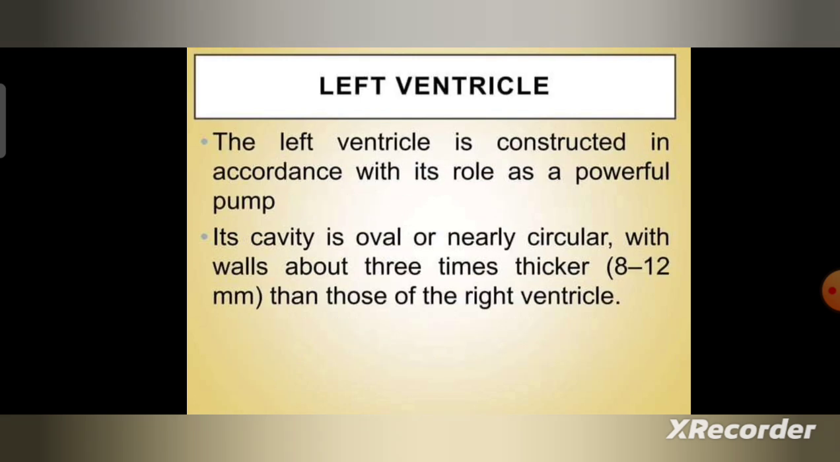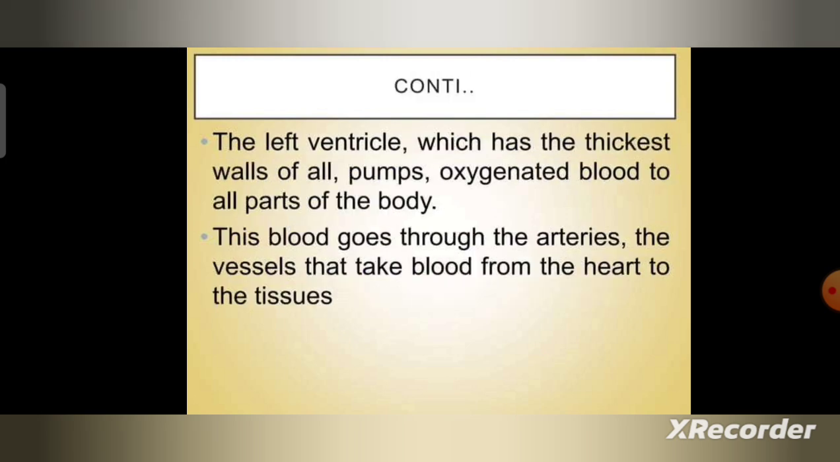And the last is the left ventricle. The left ventricle is constructed in accordance with its role as a powerful pump. Its cavity is oval or nearly circular, with walls about 3 times thicker, 8 to 12 mm, than those of the right ventricle. The left ventricle, which has the thickest walls of all, pumps oxygenated blood to all parts of the body, and this blood flows through the arteries, the vessels that take blood from the heart to the tissues.